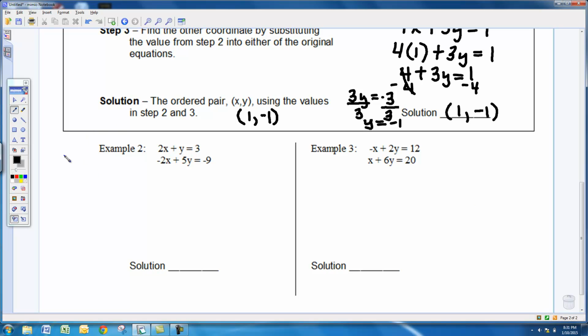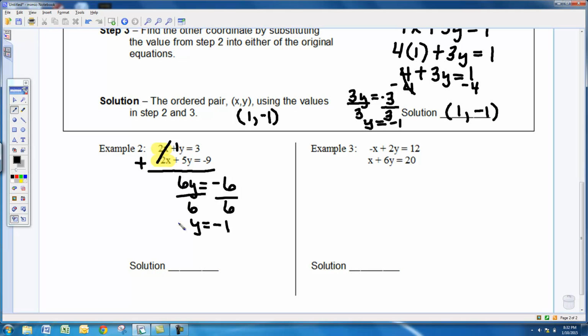Okay, so let's look at example 2. Our first step is going to be to identify the opposite pairs. We can see that we have a positive 2x and a negative 2x. Now we're going to add these two equations together. The positive 2x and the negative 2x will cancel out. 1y plus 5y is 6y. 3 plus negative 9 is negative 6. Now we will divide both sides by 6, and that will give us y equals negative 1.